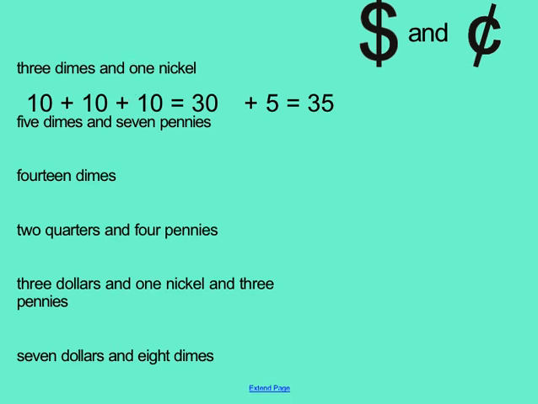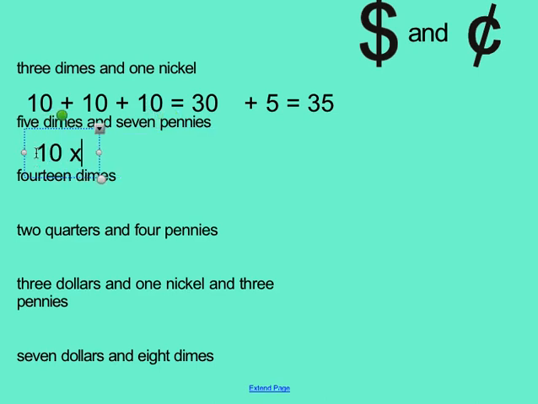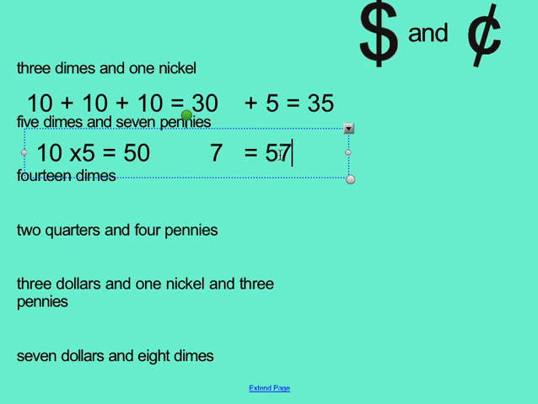Okay, let's try one more. 5 dimes and 7 pennies. We know that 1 dime is equal to 10 cents. So we could certainly type down 10 plus 10 plus 10 plus 10 plus 10 would be equal to 50. Some of you might also want to go 10 times 5, which is equal to 50. And then we also have 7 pennies. So we know we have the number 7. So we would know that 50 plus 7 would be equal to $1.57.